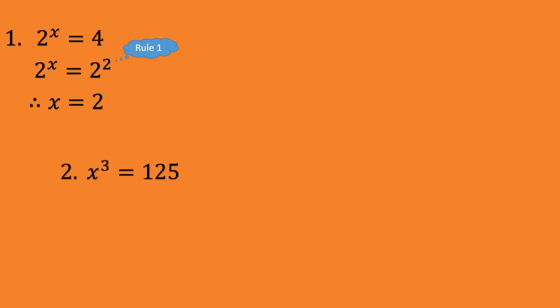In my next example, we've got 125, and we need to change that 125 to make rule 1 or rule 2 apply. We can change it to 5 to the power 3. So bases are now different, but exponents are the same. So rule 2 will apply, and therefore x must be equal to that base, which is 5.